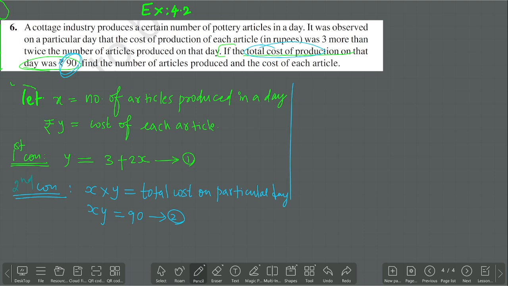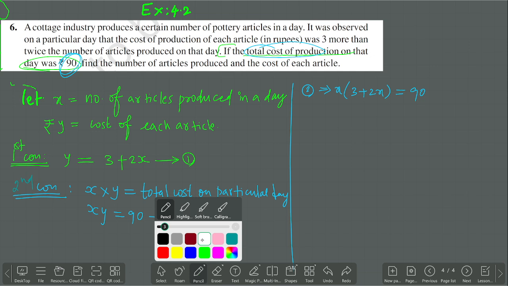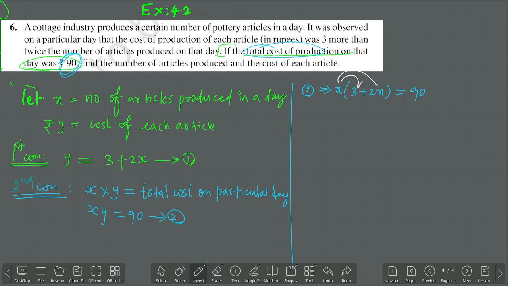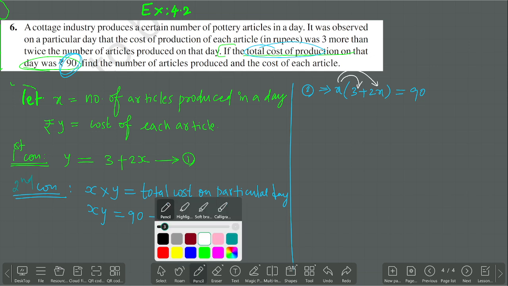Take equation 2, which implies x into y. The y value we know from equation 1, what is it? 3 plus 2x, which is equal to 90. Understand? Now take this and multiply inside. Whatever you want, you multiply by x like this. When you multiply, you will get this.